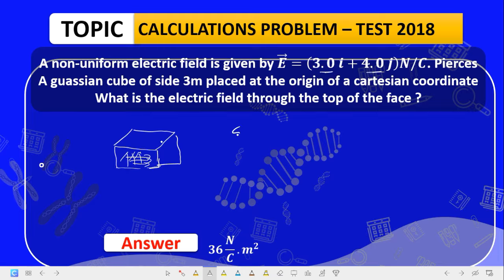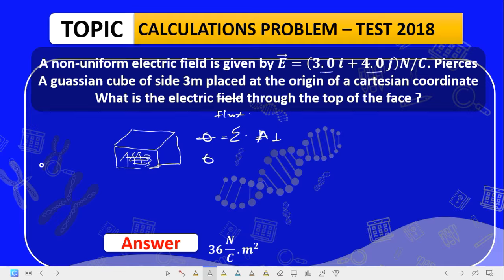And we know Gauss's law is what? E times what? A. What is the electric flux? It's supposed to be electric flux, not electric field. The electric flux is given as E times what? A, the perpendicular area. E times A.